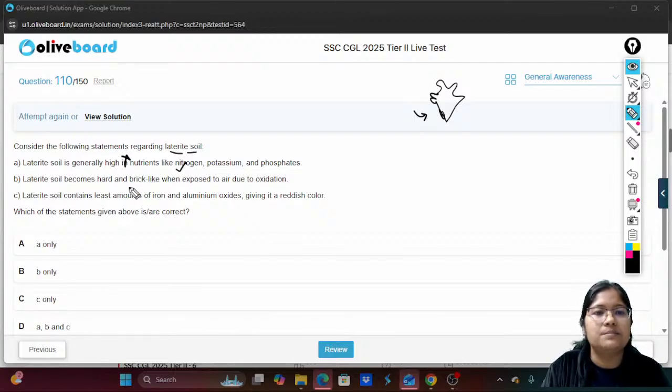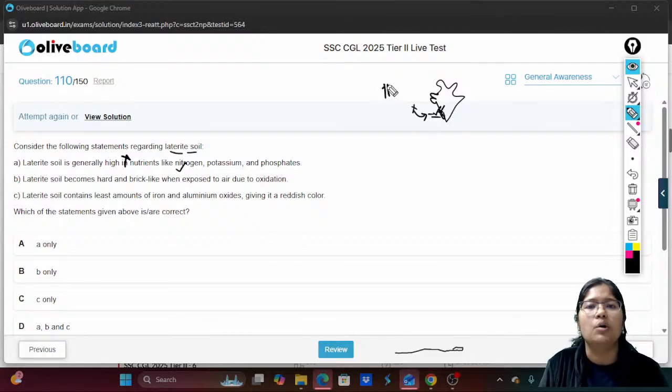Laterite soil becomes hard and brick-like when exposed to air due to oxidation. See, when water is there, it will have a different structure. And when it is completely dry, then it will be brick-like. Okay. And you can see it will be hard. It is difficult to do normal cultivation, etc. So that will be there.